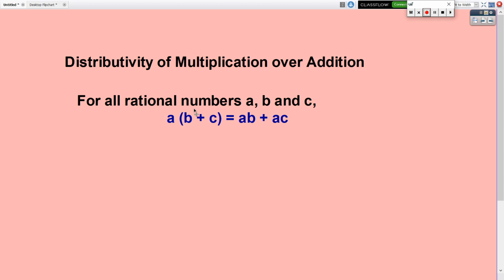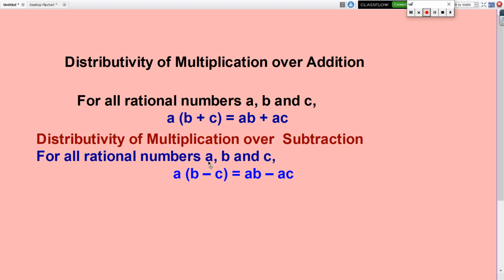for all rational numbers a, b and c, a into b plus c you can write as ab plus ac. The same we can write for subtraction also. For all rational numbers a, b and c, a into b minus c you can write as ab minus ac.